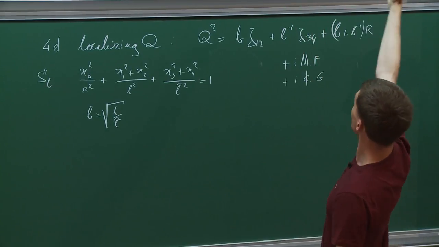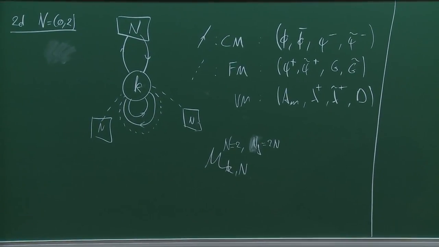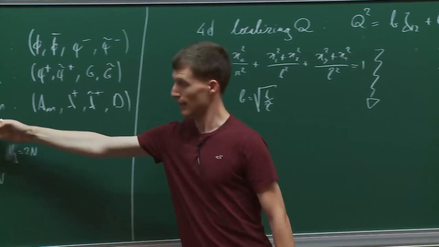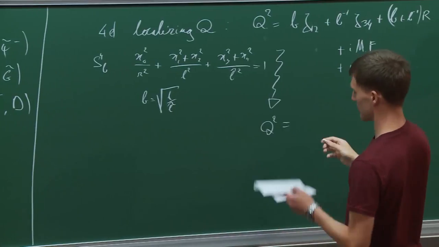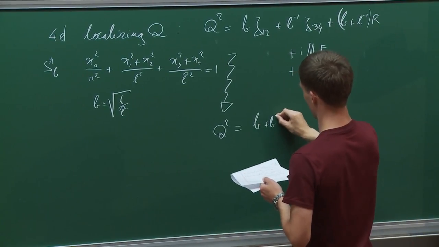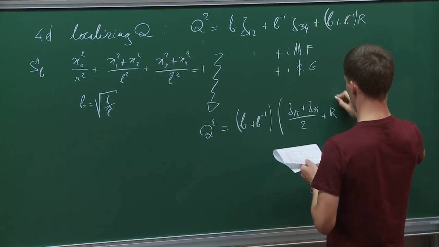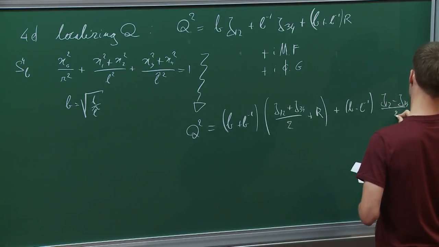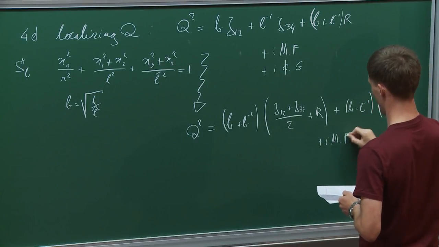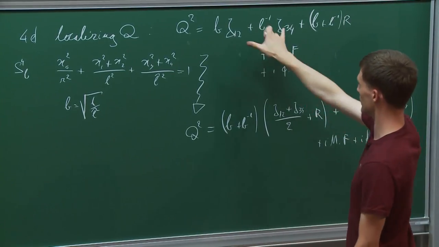And in fact, it acts on precisely this world volume theory, or it's one of the supercharges that still is preserved in this quiver. So in particular, I should be able to think of this supercharge at the level of this quiver. So in that quiver, there is a supercharge which squares to exactly this thing. But let me slightly rewrite the square just to have more conventional notations. I didn't do anything, I just took the sum and the difference of these two terms.